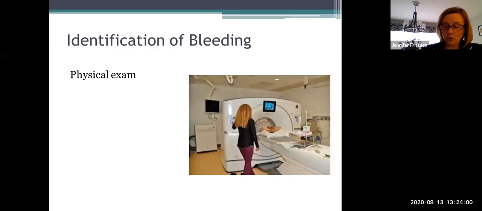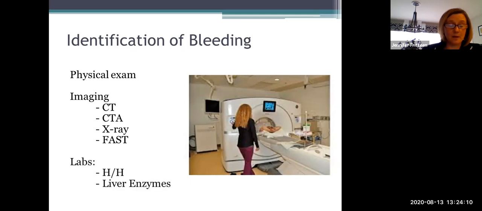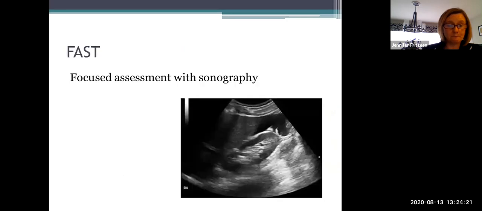Do they have peripheral pulses? Do they have deformities? Other ways to identify our bleeding is imaging. We could do CT or CTA, X-ray, FAST exam. And then of course we have labs that we can look at, our H&H to look at that fluid shift, and even our liver enzymes kind of point us to the fact that we may have a solid organ injury.